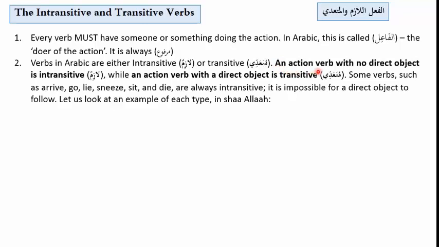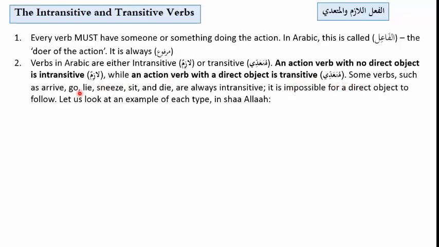An action verb with no direct object is intransitive. We'll show this as an example shortly, inshallah. That is, it is lazim. You just have the fi'l and the fa'il, the verb and the one who's doing the action. While an action verb with a direct object is transitive. That is, it is muta'addi.